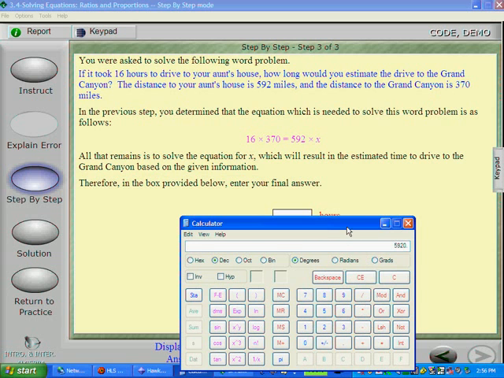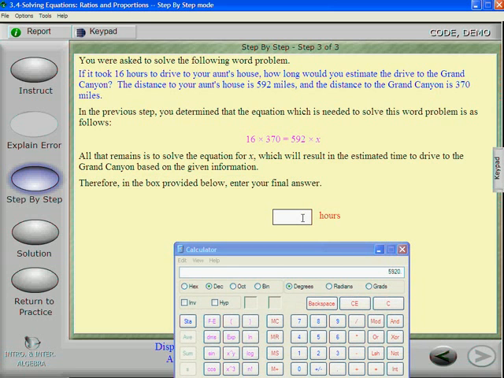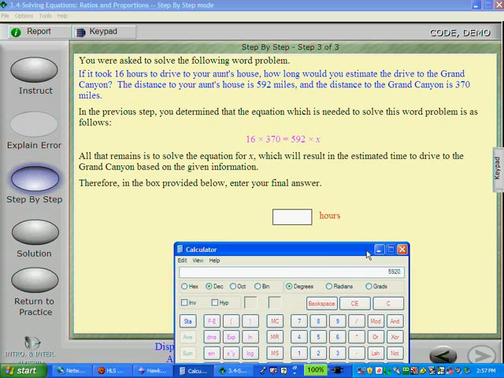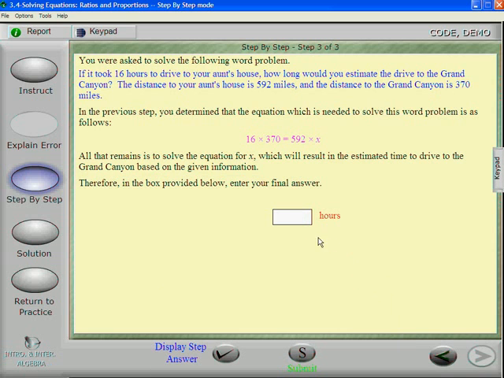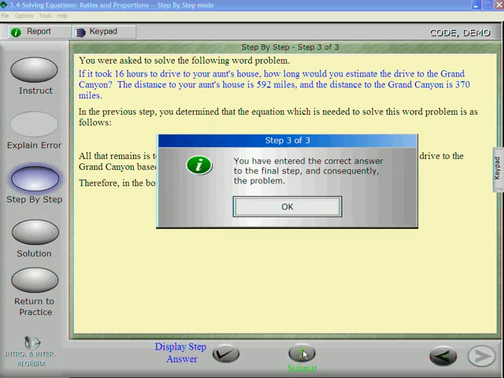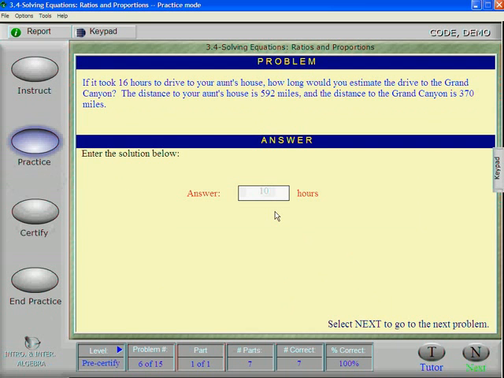We can probably do that in our heads, right? Divide by 592. It's just off by a power of 10. So let me type in 10. Maybe it doesn't want me to type in 10. Thank you. And we're done.